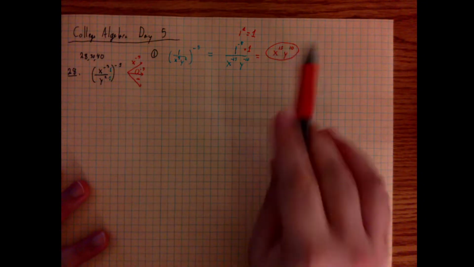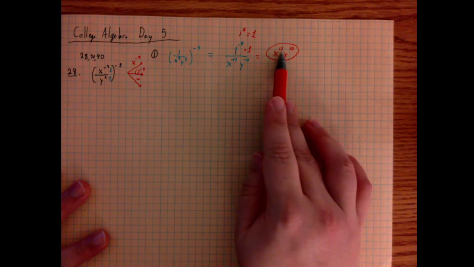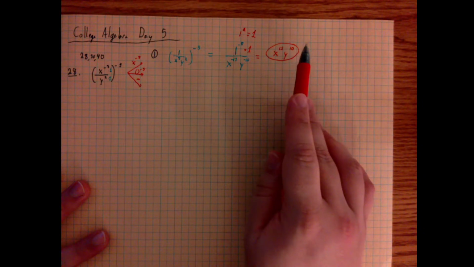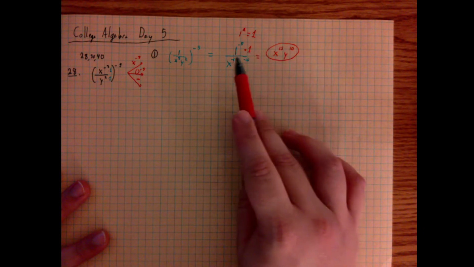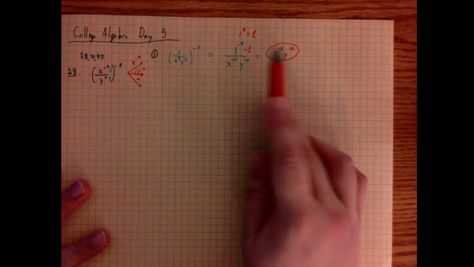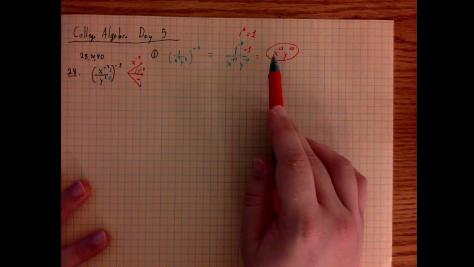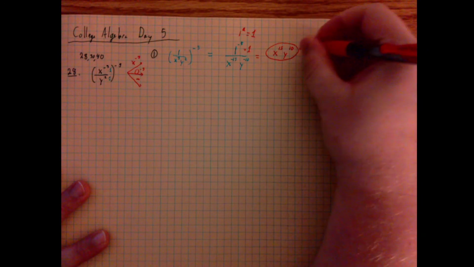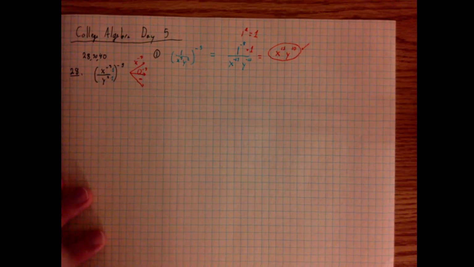Notice that in this case, my x is to the 15th power. That's a positive power. My y is the 10th power. That is a positive power. All powers are positive. The 1 is absorbed because 1 times anything doesn't change anything. And so this statement is the answer. And it matches all of our rules.